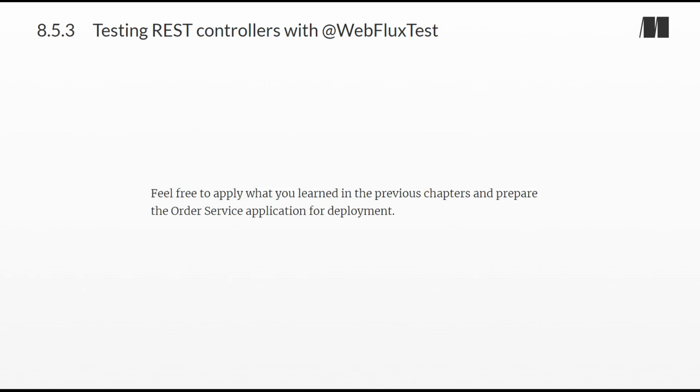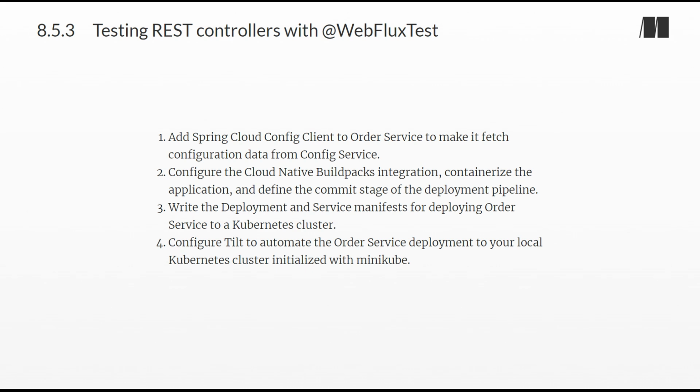Polar Labs. Feel free to apply what you learned in the previous chapters and prepare the Order Service application for deployment. 1. Add Spring Cloud Config Client to Order Service to make it fetch configuration data from Config Service. 2. Configure the Cloud Native Buildpacks integration, containerize the application, and define the commit stage of the deployment pipeline. 3. Write the Deployment and Service manifests for deploying Order Service to a Kubernetes cluster. 4. Configure Tilt to automate the Order Service deployment to your local Kubernetes cluster, initialized with Minikube.